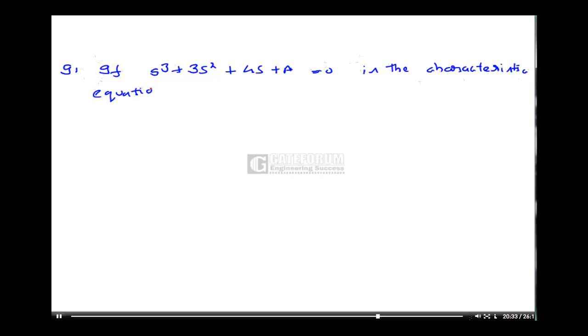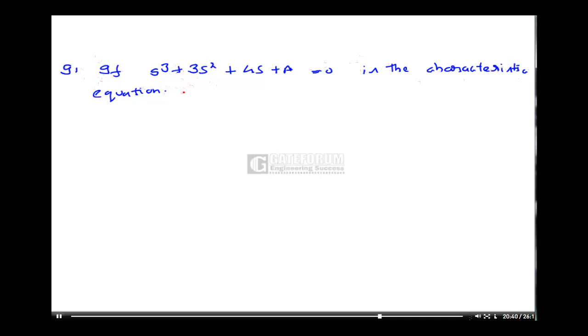One more problem. A characteristic equation is again given. See, this problem shows that the problem can be asked in different ways also.